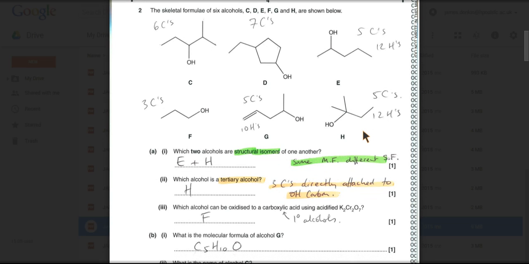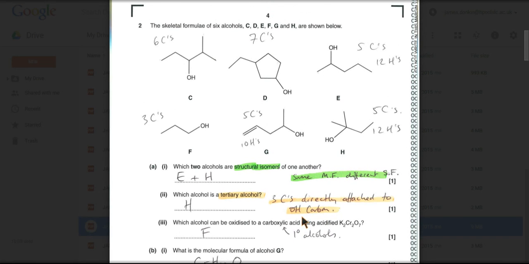Which alcohol can be oxidized to a carboxylic acid using acidified potassium dichromate? So only primary alcohols do that, and there's only one primary alcohol in the list of 6, and it's F, because the OH carbon is directly bonded to 1 carbon.